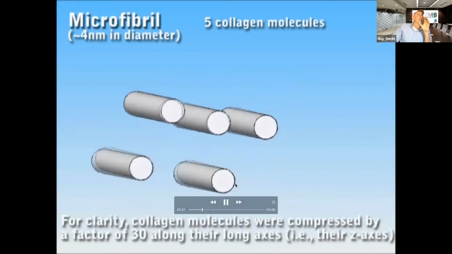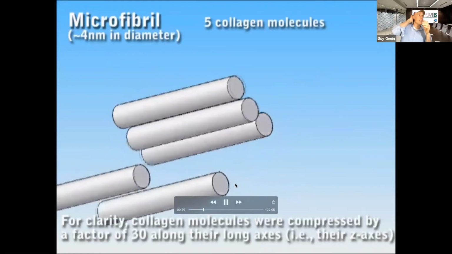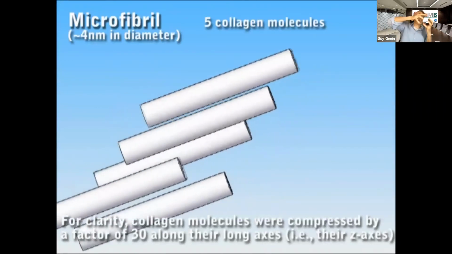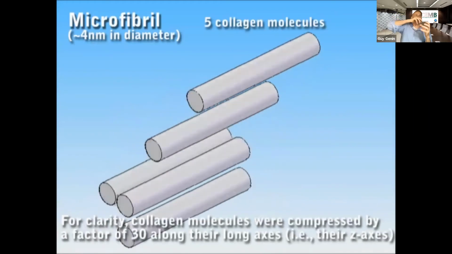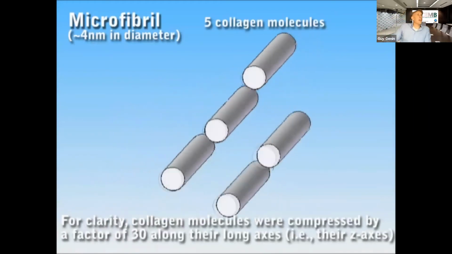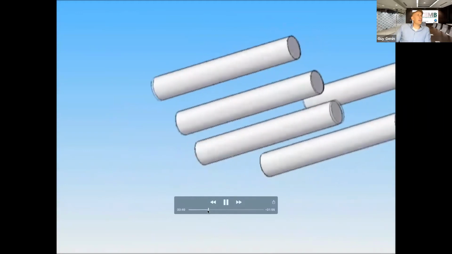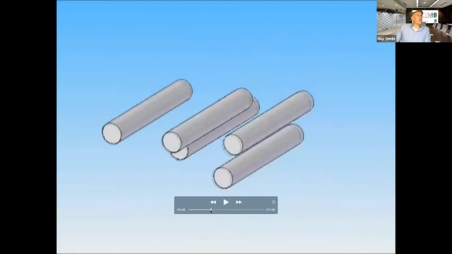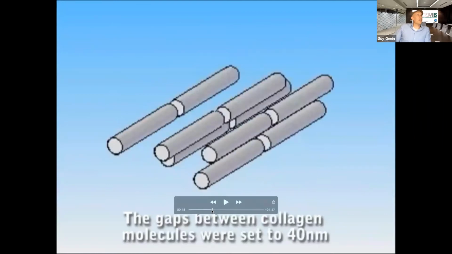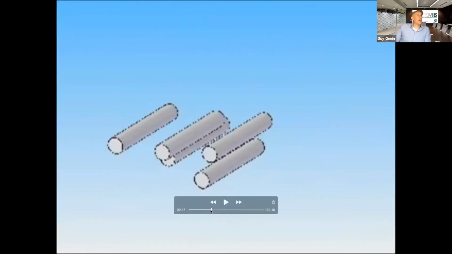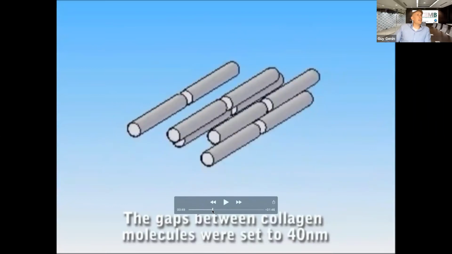All right, so now we shrunk it down by a factor of 30 so you can see what happens. And these are actually twisted slightly as well because the Bravais lattice has a slight torsion to it. But then the way it stacks together, and I think we have one more revolution here, it's just too much, so we're going to zip through a bit. These stack together in a special way. There's covalent cross-linking here that stacks these together.